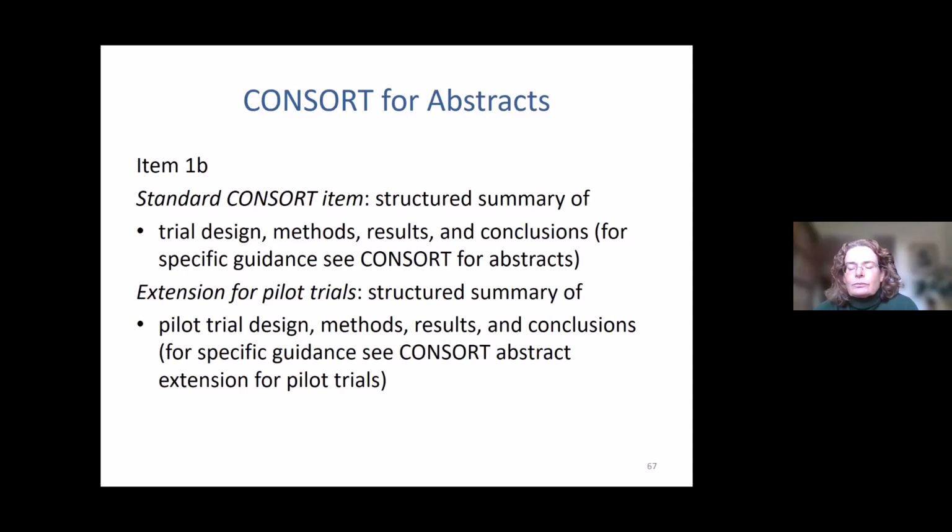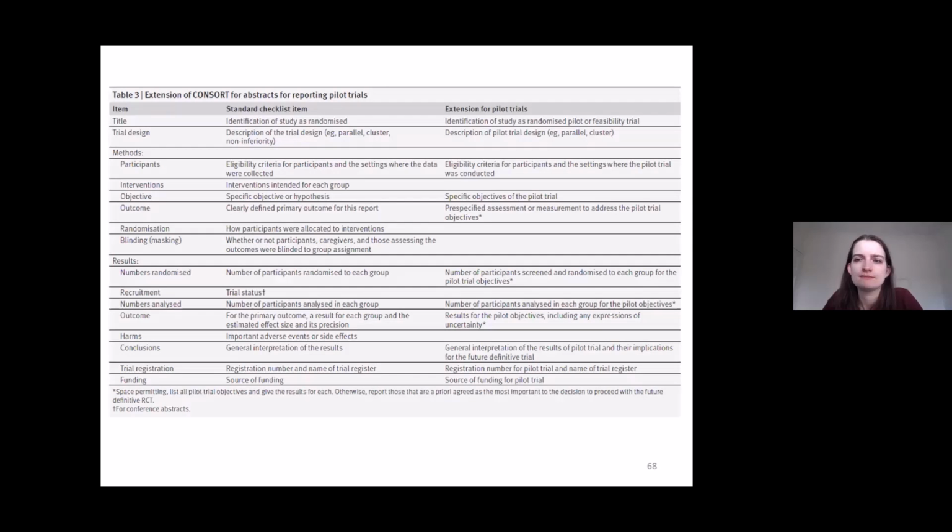Okay, brilliant. And so what are the main differences between the CONSORT for abstracts and the extension for pilot and feasibility studies? Yeah, so I've put this slide up here, which on the left-hand side shows you the standard items for the CONSORT for abstracts extension. And then on the right-hand side, you can see the extension for pilot and feasibility studies. So people can have a look at that in more detail, but just some of the key differences, obviously telling the reader in the title and the abstract that it is actually a pilot study.